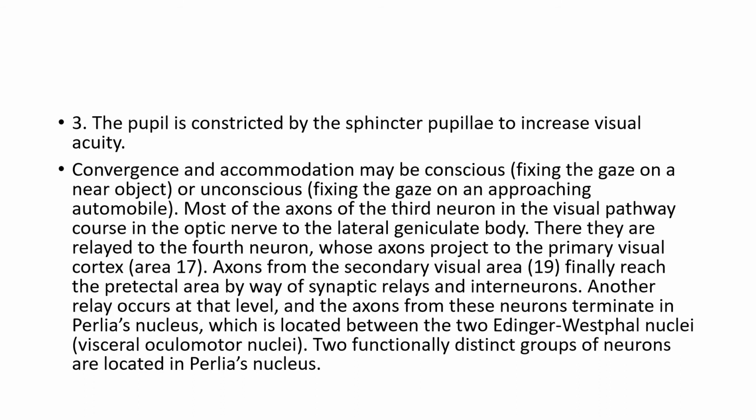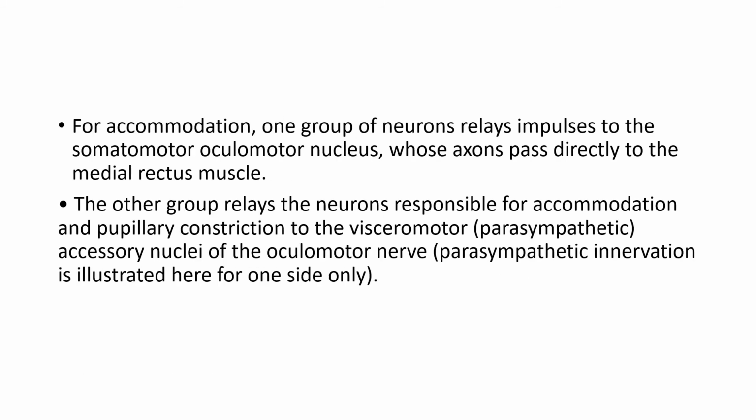So visceral ocular motor nuclei is what we call it, kind of a little bit more modern because we're trying to get away from people's names, remember? And the two functionally distinct groups of neurons are located in Perlia's nucleus. For accommodation, one group of neurons relays impulses to the somatomotor oculomotor nucleus, whose axons pass directly to the medial rectus muscle. So that's cranial nerve 3 controlled medial rectus.